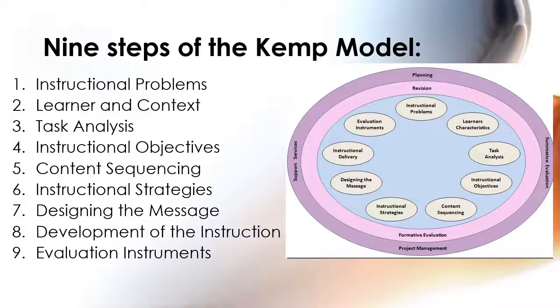Seventh is design the message. Here, you're arranging your words and images into the message you want to present. This can include selecting graphics, text, and typographical elements. Eighth is development of the instruction. Put all of these pieces together from your instructional strategies, your sequencing, and your message to produce the instructional materials. Ninth is the evaluation instruments. How are you going to assess learning?